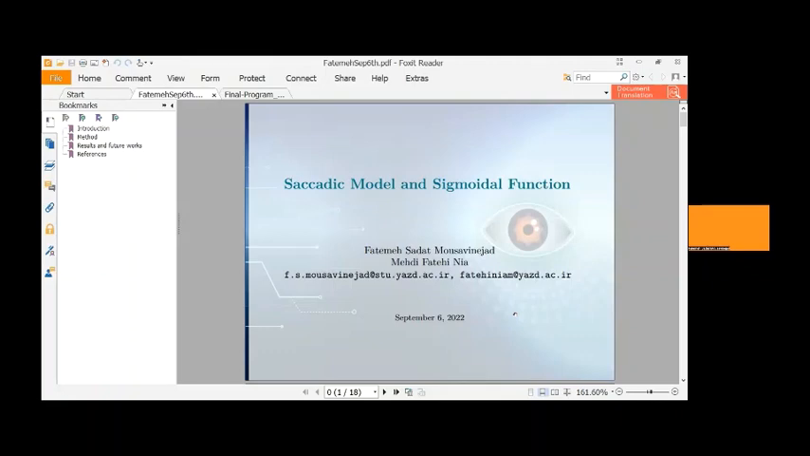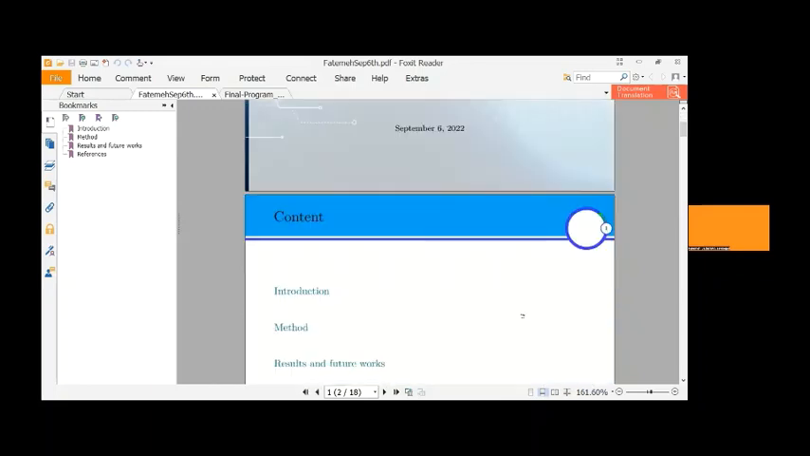I'm not an ophthalmologist, but my major studies are dynamical systems, and from this angle, I approach the problem of the saccadic eye movements. I think it's better to start with: what is a saccade? Then I want to give a brief description of the work I've done. Then I'll try, in the opportunity given to me, to explain the method we have chosen in the modeling and the advantages of this method. I want to talk about the saccadic model and sigmoidal function.